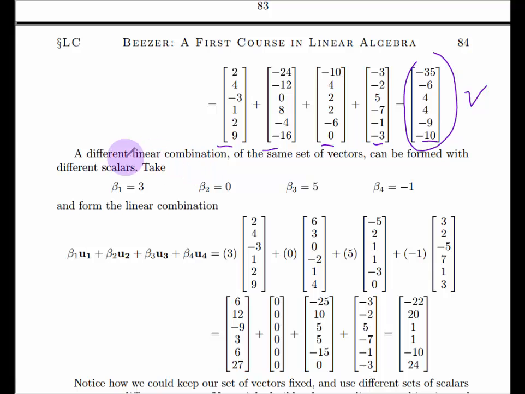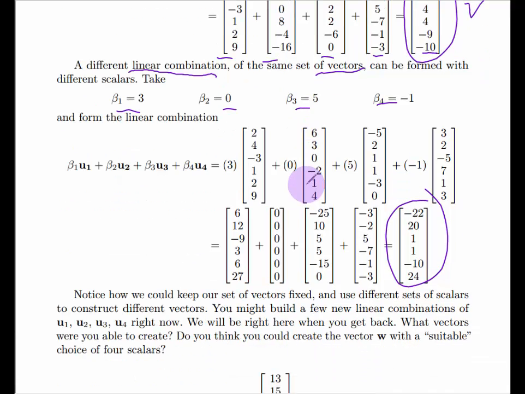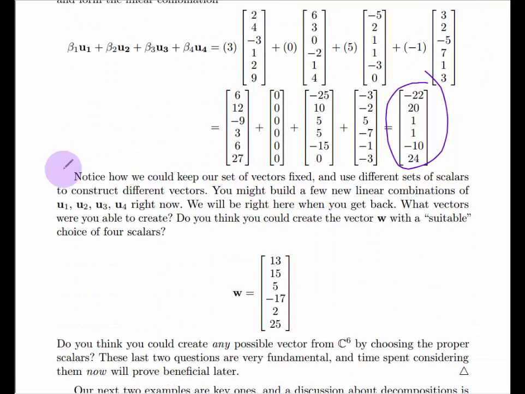Now you can form different linear combinations of the same set of vectors using different constants, and you'll get a different result. So this is actually very important, that you keep the set of vectors fixed, and you use different sets of scalars. You get lots of different vectors. And we're actually going to study that set where you have a set of fixed vectors and you use all different possible sets of scalars. What does that set give you? So we'll talk about that later. Okay? So let's see how this is going to work out.